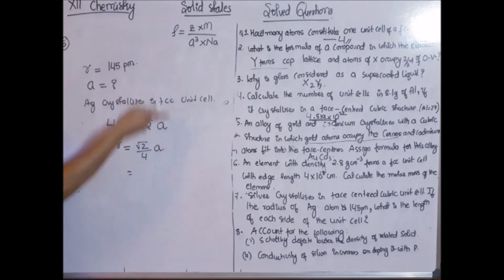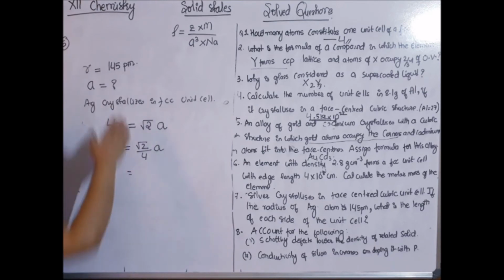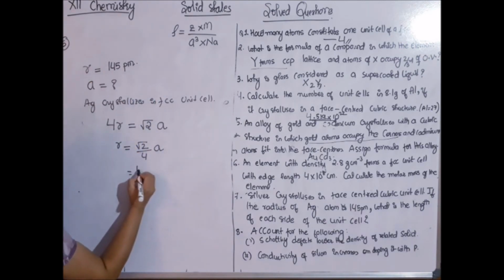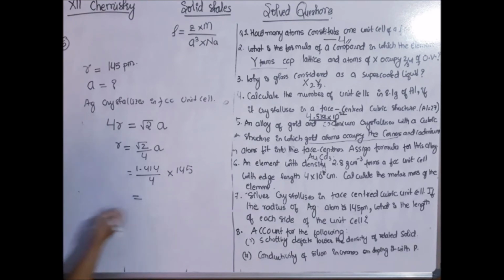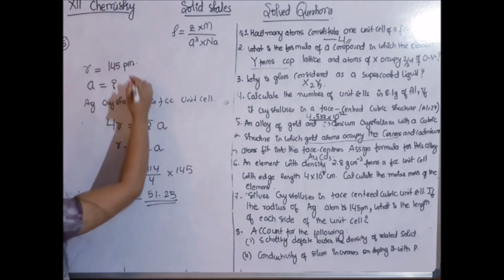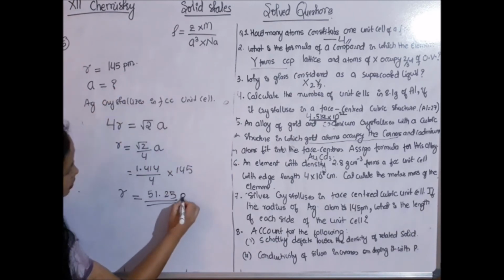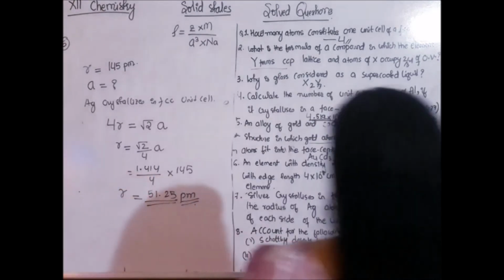Here it is picometer, not centimeter, so no need to convert. Unless you require conversion, do not do it, it is a waste of time. So root 2 is 1.414, divided by 4 into 145. And what would be the unit? Again this is length, so it is in picometer. So the length of side for your silver is 551.25 picometer.